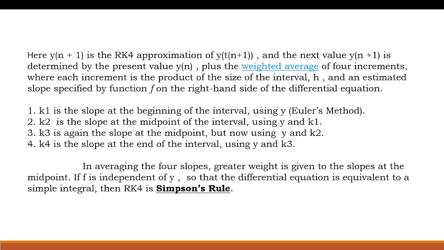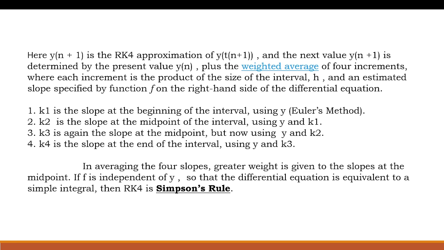Here y(n+1) is the RK4 approximation of y(tn+1), and the next value y(n+1) is determined by the present value, say yn, plus the weighted average of 4 increments, where each increment is the product of the size of the interval, say h, and an estimated slope specified by function f on the right hand side of the differential equation.